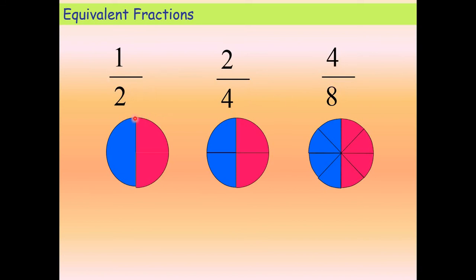If you cut a pizza into halves and eat this side, you've eaten a half. If you cut it into quarters and eat 2 of them, you've still eaten the equivalent of a half. And if you cut it into 8ths but eat 4 of them, you've still eaten the equivalent of a half. You'll notice that the number on the top here is half the number on the bottom. And again, 2 is half of 4, 4 is half of 8.